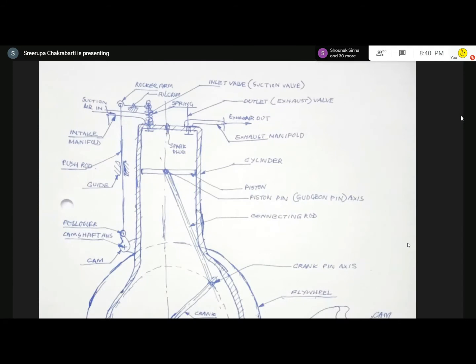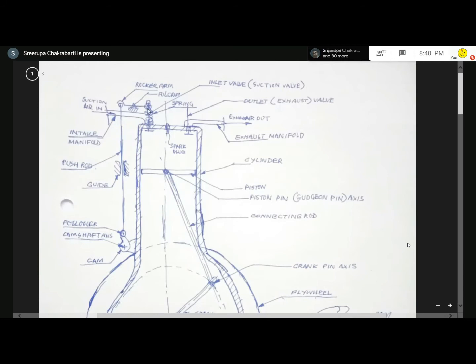There are 2 valves you can see. One is the inlet valve or suction valve, and there is the outlet valve or exhaust valve. For the inlet valve, some mechanism is shown. Similar mechanism is there for the exhaust valve also. So these valves are to open and close the opening. This is the opening. This is the opening.